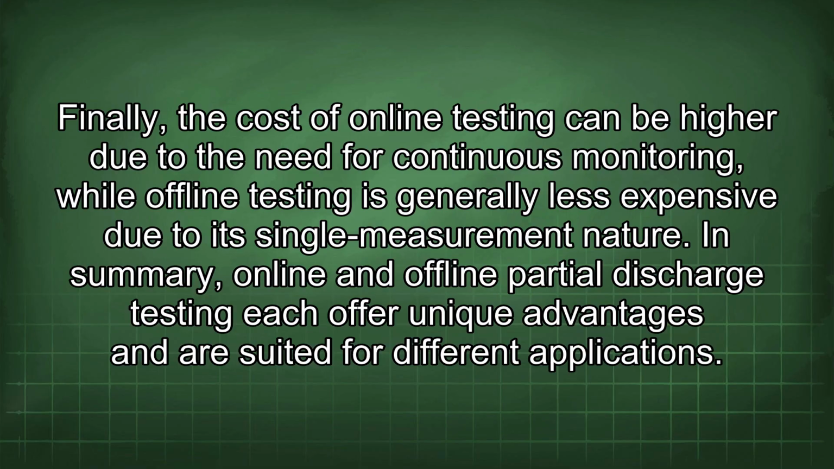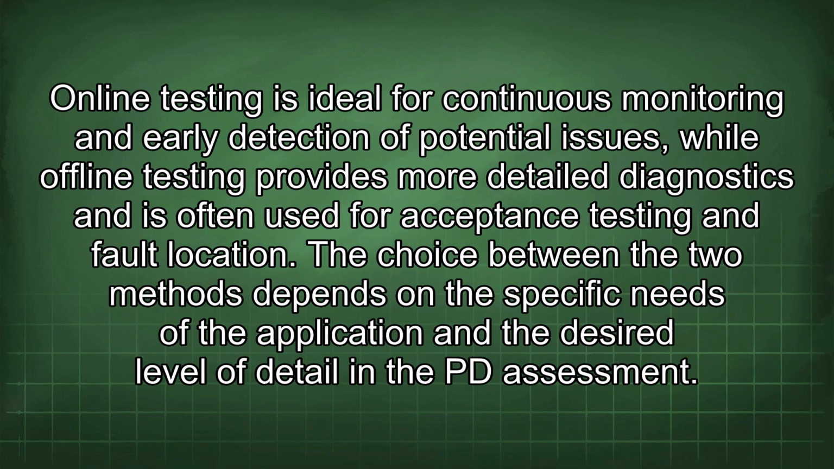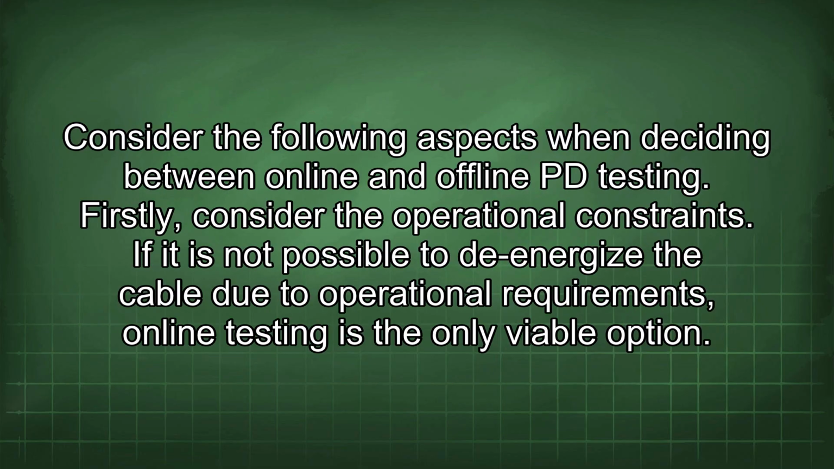In summary, online and offline partial discharge testing each offer unique advantages and are suited for different applications. Online testing is ideal for continuous monitoring and early detection of potential issues, while offline testing provides more detailed diagnostics and is often used for acceptance testing and fault location. The choice between the two methods depends on the specific needs of the application and the desired level of detail in the PD assessment. Consider the following aspects when deciding between online and offline PD testing. Firstly, consider the operational constraints.